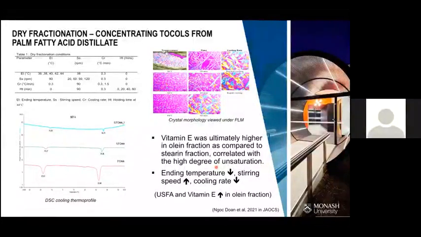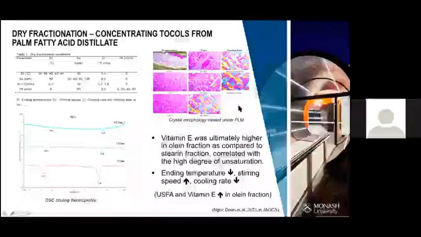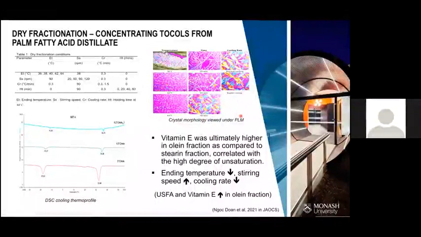The lower the crystallization temperature, the higher the stirring speed, and also the slow cooling rate basically would produce more concentrated tocopherols and tocotrienol in the olein fraction. And these are the fat crystals that we captured using the polarized microscope. So you can see when we cool it down from 44 to 36, the crystals are very dense. So it means that crystals started to form, right? A lot of crystals started to form at very cold conditions.